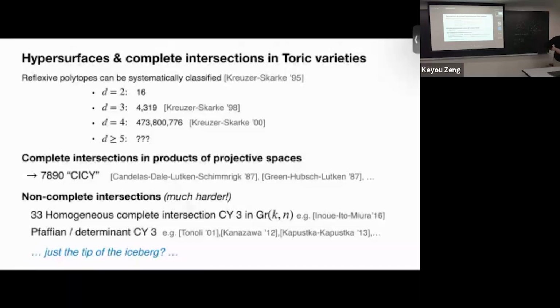For d bigger than or equal to 5, we don't have a complete list of reflexive polytopes in dimension 5 and higher. The usual game is you place symmetry constraints or extra conditions on the polytopes, and then you can get a partial classification. Examples at least.